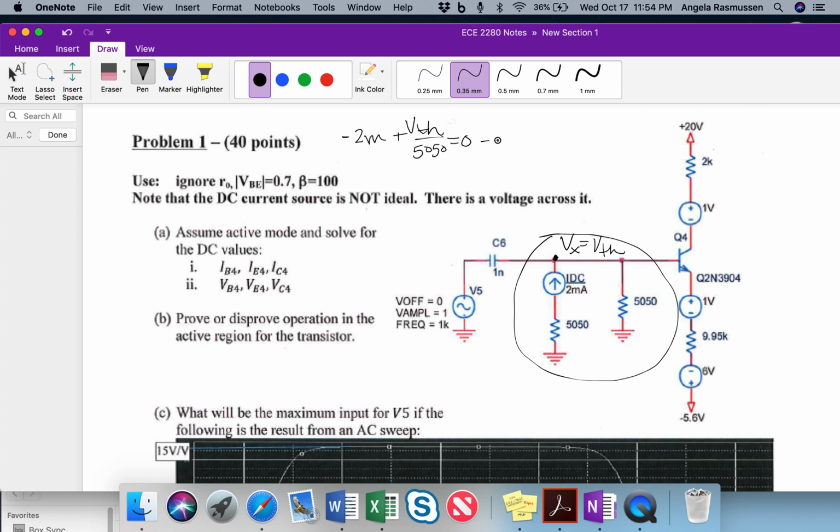equals 0, and I can solve that for VTH, which is equal to 10.1 volts. RTH is going to be from this node to ground, so I can go through this branch and this branch, but this current source becomes an open. So RTH for the equivalent circuit is just going to be 50/50.